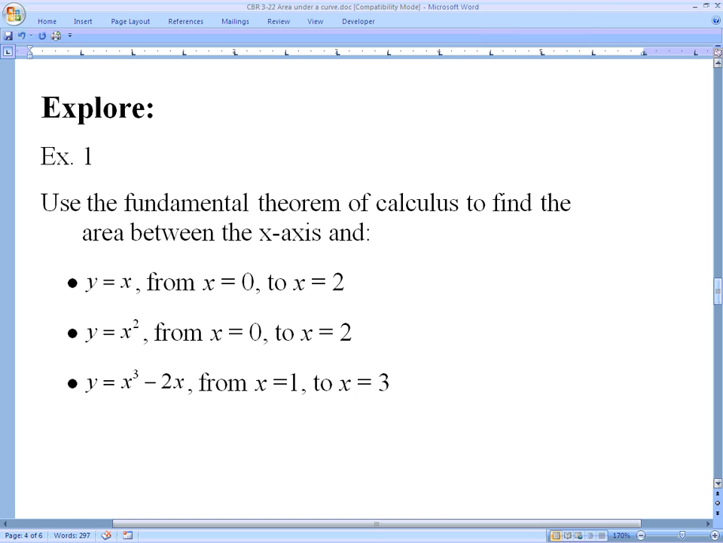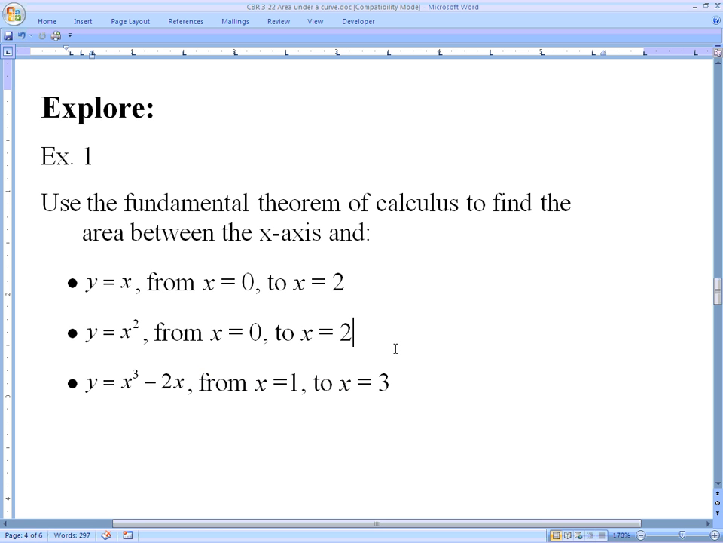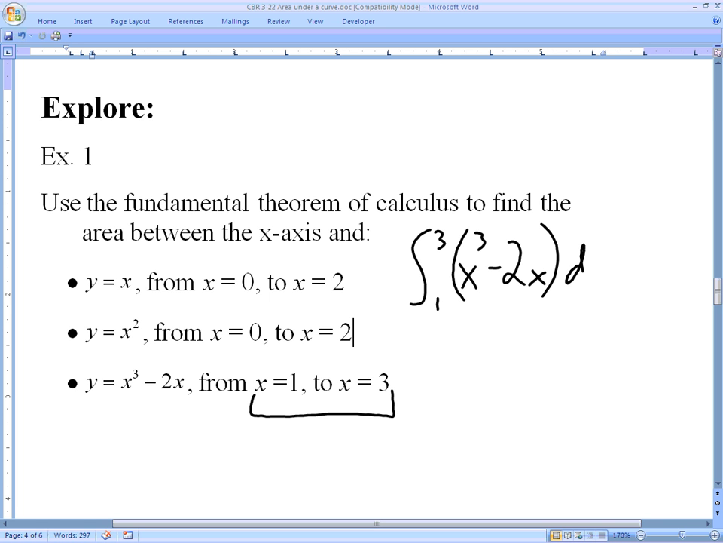Let's do one more. So here we've got one where I'm going from 1 to 3. So I write my integral, which goes, again, from 1 to 3 of the function x cubed minus 2x. Sometimes they'll put parentheses around this just to show that that is my entire function, and there's a dx there. I'm not sure they're required, but I'll go ahead and do that anyway here.